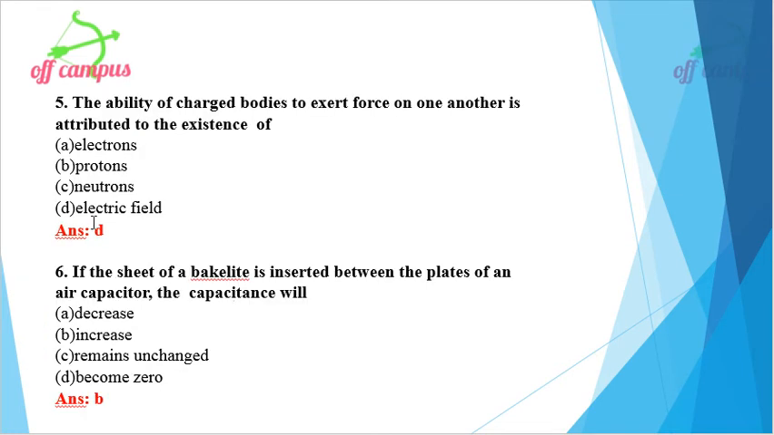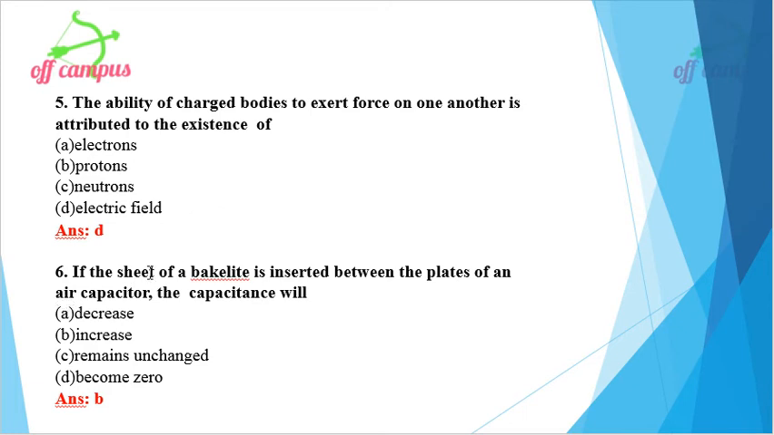Then the ability of charged particles to exert force on one another is attributed to the existence of, what is its meaning? The ability of charged particles to exert force on one another is attributed to the existence of electric field. Option D, electric field is the right answer for this problem. We will move on to next.